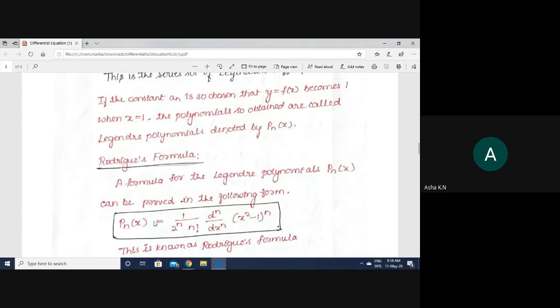The formula is Pn of x is equal to 1 by 2 power n into n factorial, d power n by dx power n of x square minus 1 whole power n. That means the nth derivative of x square minus 1 whole power n. This is known as Rodrigue's formula.